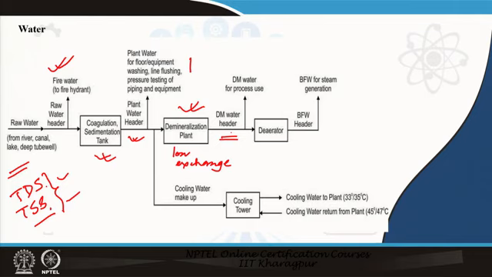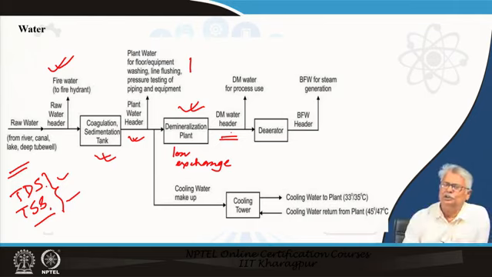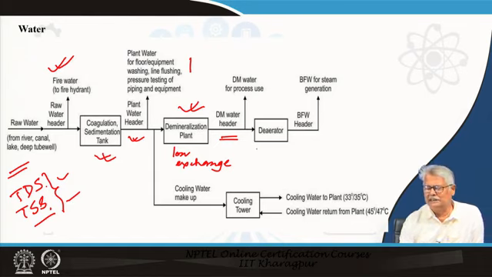Then you are to use it in your boiler. Your DM water still contains dissolved air. If you use DM water directly which contains the dissolved air, the air will be liberated along with your steam generation. So, you will have a non-condensable present along with your steam, which you do not want. So, you provide a deaerator.